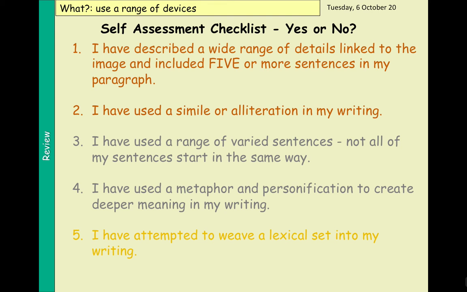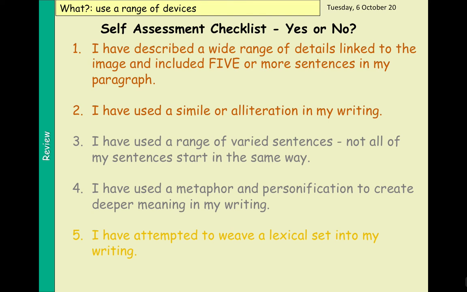Number 2, I have used a simile or alliteration in my writing. Those are 2 of the easier devices to use, so give yourself a yes if you have done that. Number 3, I have used a range of varied sentences. Not all of my sentences start in the same way, so hopefully you've put a yes for that as well, because you went over last lesson how not to start every sentence with the or it, so hopefully you varied those. Maybe even included a short sentence for effect or a pattern of repetition.